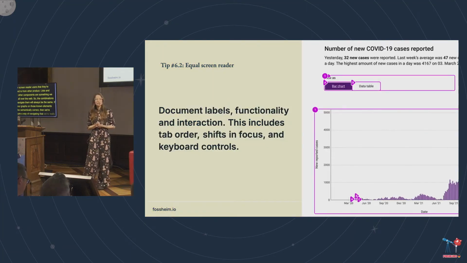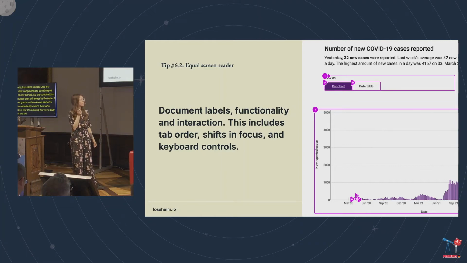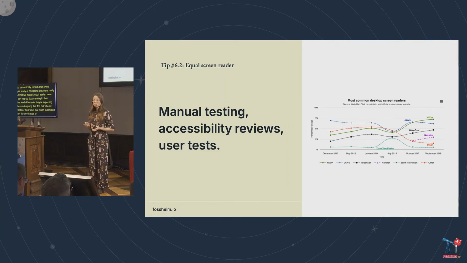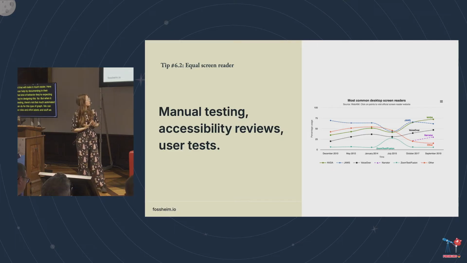Here, designers can help by documenting in their designs what kind of behavior they're expecting and who they're designing this for. But when it comes to testing, there's not that much automated testing we can do for this type of graph. We can check if the roles and aria labels we've applied, if those specific combinations are technically WCAG compliant, but we can't really automatically test if the entire experience of browsing this graph is something that makes sense.